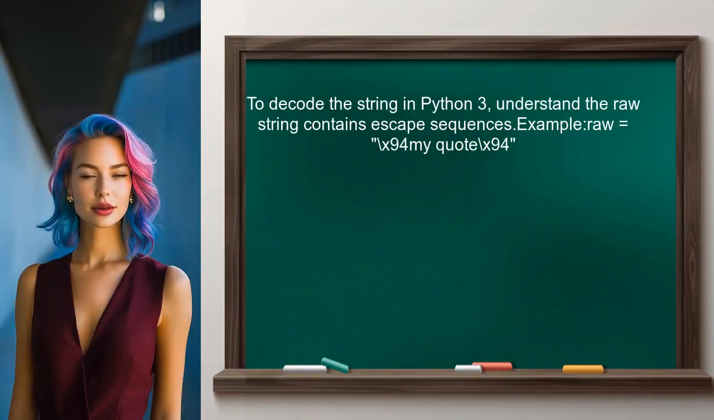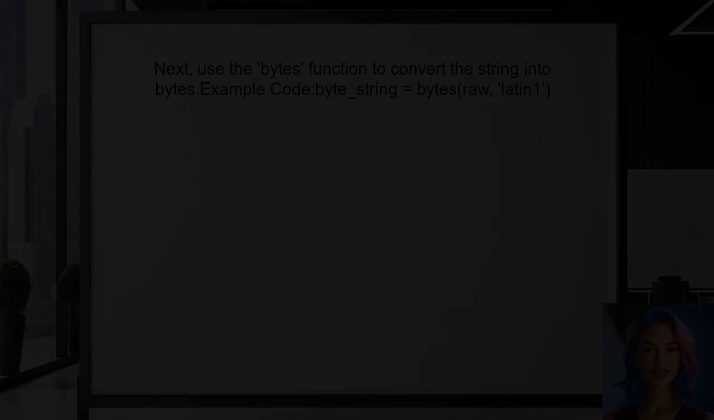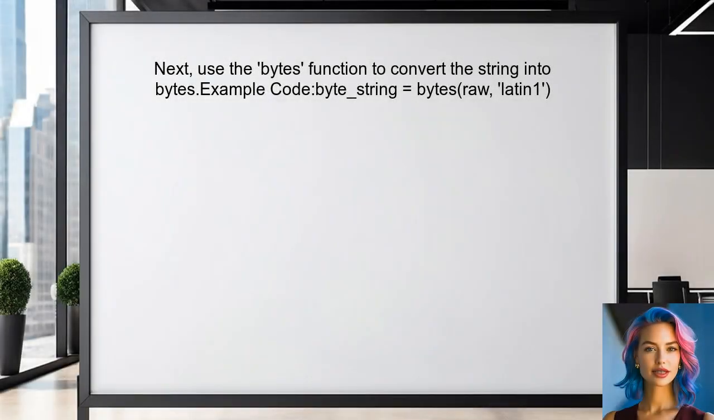To decode the string in Python 3, the user should first understand that the raw string contains escape sequences. In this case, the user has the string with the escape sequence for the character represented by hexadecimal 94. Next, the user can use the built-in function called bytes to convert the string into bytes. This will allow the user to decode it properly. The user should specify the encoding format, which is typically Latin-1 for this type of string.